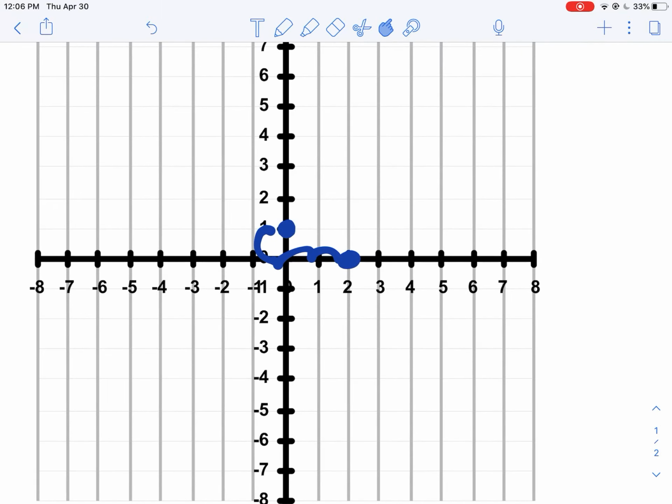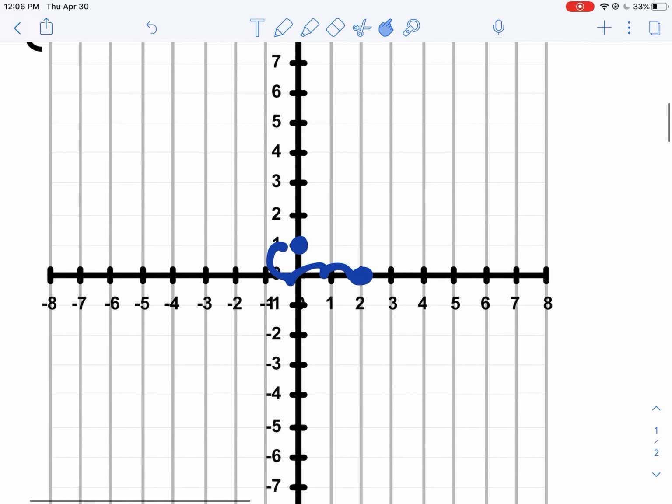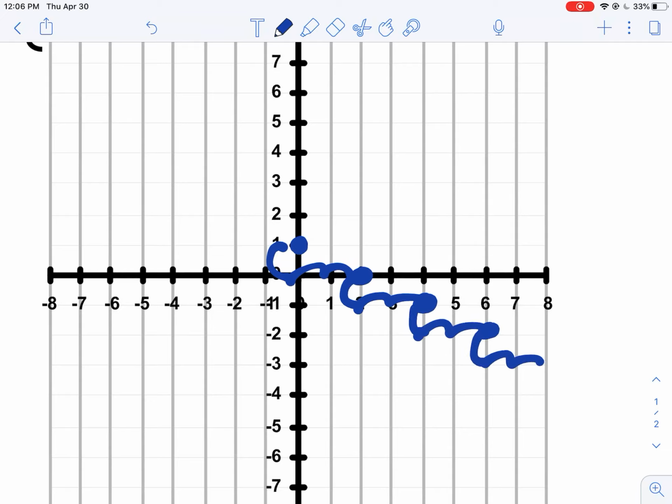That means I'm going to be going down 1 and then over 2 to get to my next point. It's always a good idea to do that as many times as you can, so we can get a nice good line out of it. Down 1 over 2, down 1 over 2, down 1 over 2. I can also go in the other direction by going up 1 and then over 2 in this direction. If you notice, it still keeps our line going in the same direction. That's the goal here. And then we can get a nice solid line out of it.